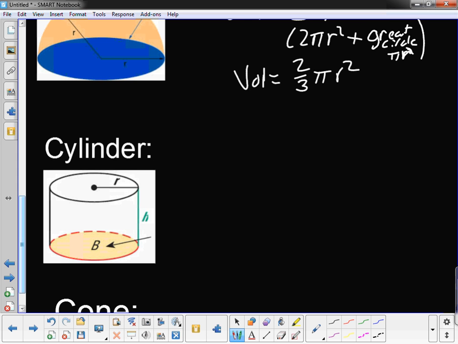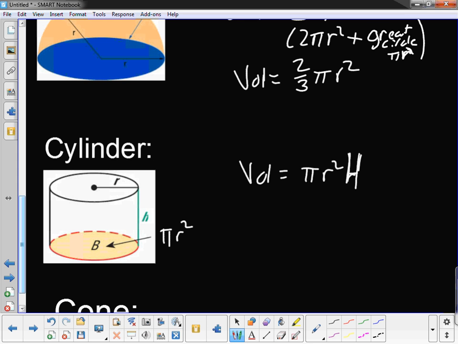Now, a cylinder, again, has a diameter that's twice the radius. The height of the cylinder is the distance between the bases, and that's why I have a B on the bottom. That's the base. How would I find that base? I would take pi and multiply it by the radius squared. That would be the area of that base. So to find the volume, I take that base and multiply it by its height. So that's pi r squared times the height of the overall thing. I like to use a capital H, knowing that it's the height of the whole cylinder.